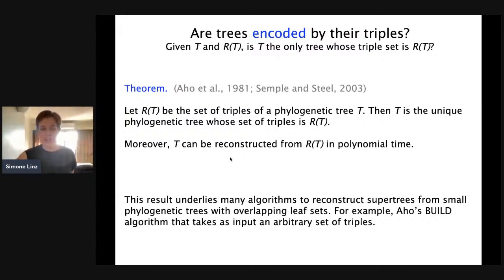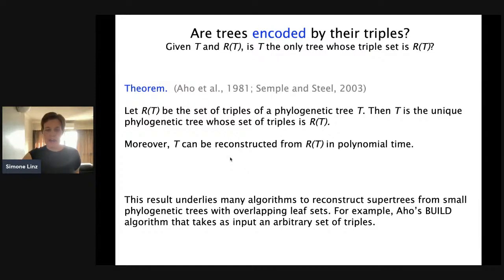So what do I mean by that? Take your favorite tree and get all the triplets that are displayed by that tree. So get this set R of T. You may wonder, well, is the tree T the only tree whose set of triplets is R of T? And it turns out the answer to that question is yes. So given a set of triplets that comes from a tree, we know that this tree is the unique phylogenetic tree whose set of triplets is R of T. And moreover, we can reconstruct this tree in polynomial time from the set of triplets.